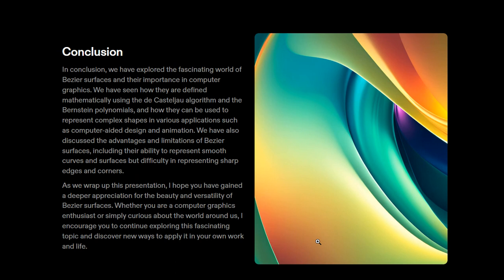So finally, conclusion. We have explored the fascinating world of Bezier surfaces and their importance in computer graphics. We have seen how they are defined mathematically using the de Casteljau algorithm and the Bernstein polynomials, and how they can be used to represent complex shapes in applications such as computer-aided design and animation. We have also discussed advantages and disadvantages, including their ability to represent smooth curves and surfaces, but difficulty in representing sharp edges or angular corners.